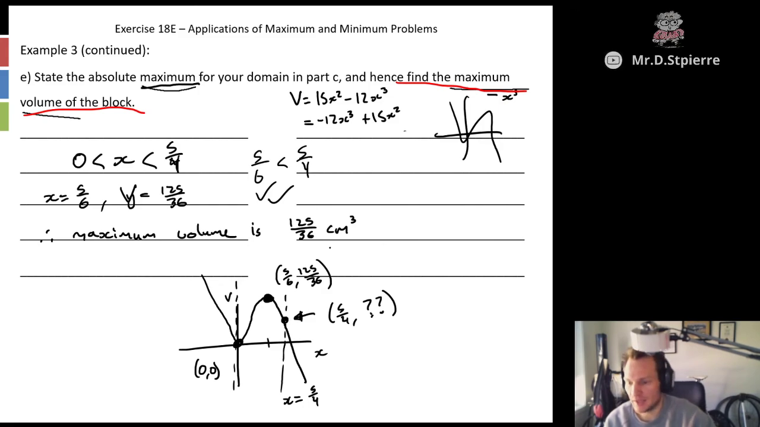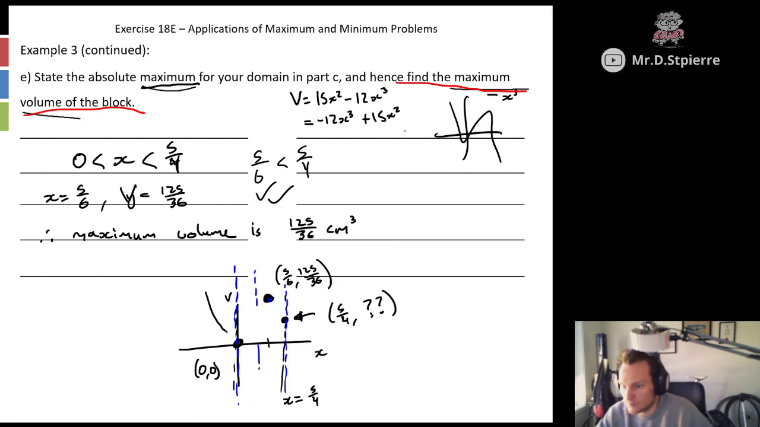Now, if it turned out to be the case that our domain wasn't up to x equals 5 on 4 or somewhere else, maybe it was here, where it's less than that turning point, well then of course you're going to have to figure out the end point instead of relying on that second turning point. So yeah, if the domain was restricted and it didn't count that second turning point, then we'd have to figure out that end point right there. But that's not the case.